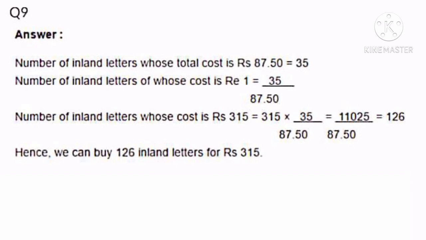That means number of inland letters whose total cost is rupees 87.50 is 35. So the number of letters whose cost is rupees 1 is 35 by 87.50. So number of inland letters whose cost is 315 is equal to 315 into 35 by 87.50, that is 126 inland letters.